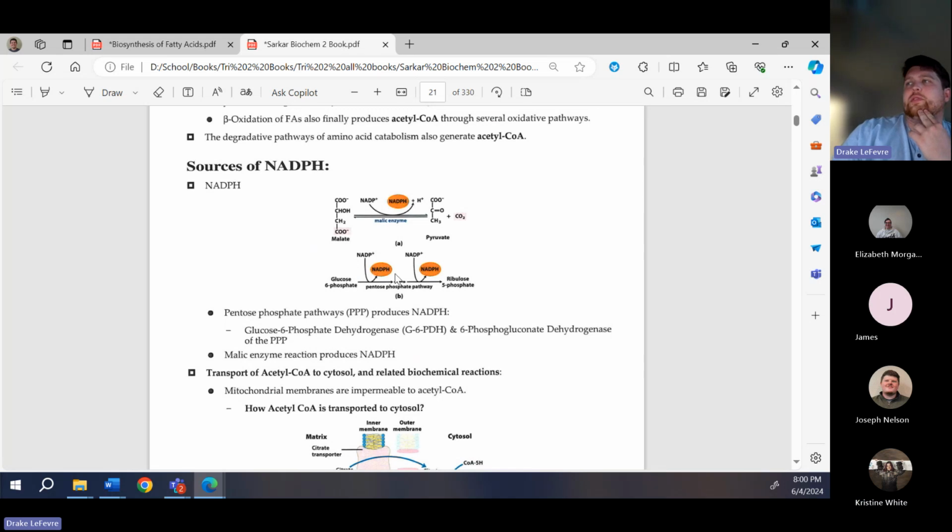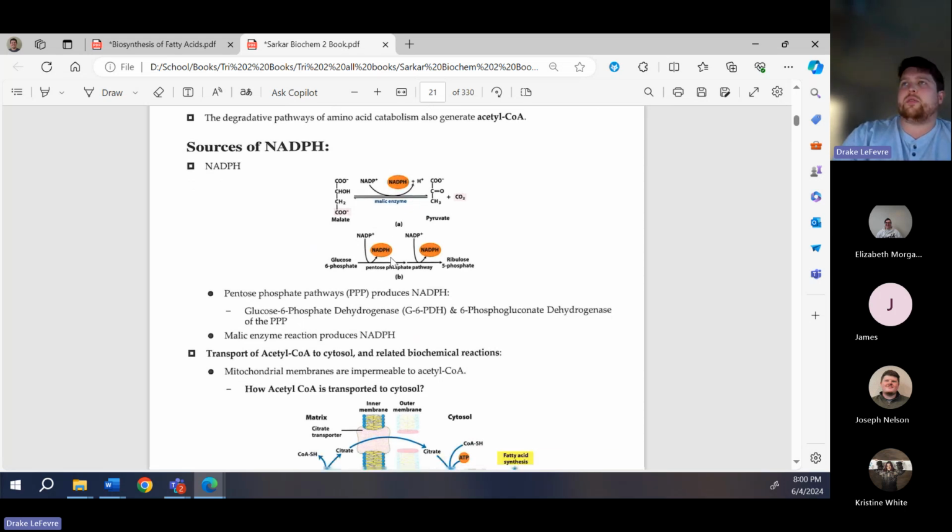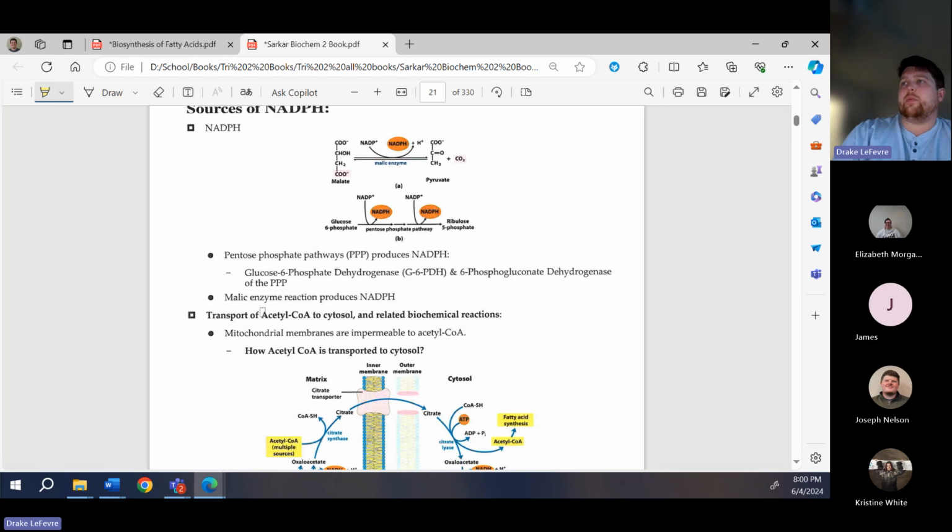A couple quick things of review as we go through. We're going to be using NADPH in the production of our fatty acids. Always remember that we get those from our pentose phosphate pathway. That was at the very end of Biochem 1.